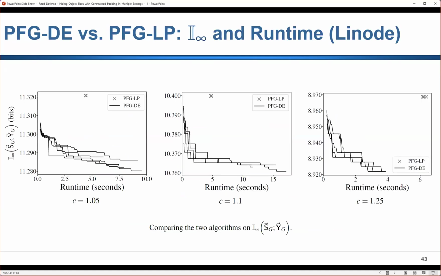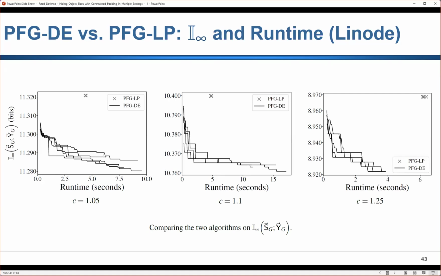And so to evaluate our differential evolution solution against the linear program, we conducted tests where we increased values for C and measured how long it took the algorithm to yield a padding scheme, and then also what were its resultant values for I infinity. And so the LP we have plotted as these X's. In many cases, they ran in such a similar time frame. We ran this 5 times each, and so it can be hard to see that there's a little bit of a difference in the time there.